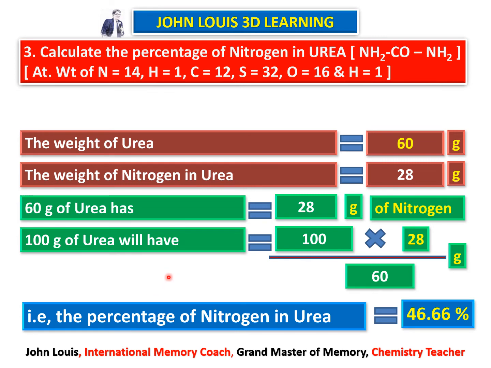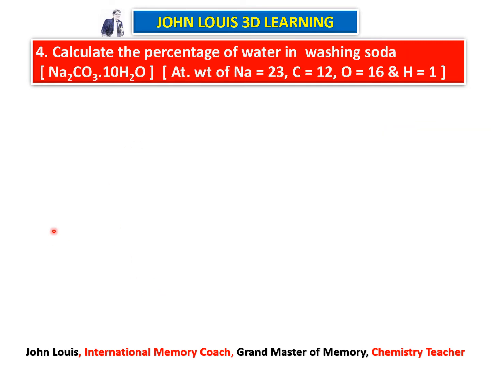Okay, let us work out one last sum. Calculate the percentage of water in washing soda. So, what is the formula of washing soda? Na2CO3·10H2O. We need to find out the percentage of 10H2O here. Therefore, we need to find out the weight of 10 water separately here. Okay, atomic weight of sodium 23, carbon 12, oxygen 16, hydrogen 1. Even if the weights are not given, you should know them by heart.